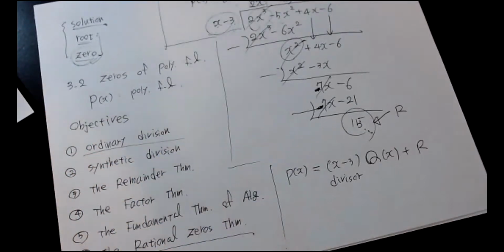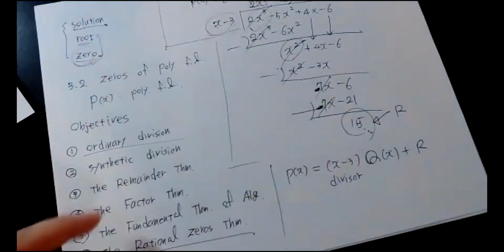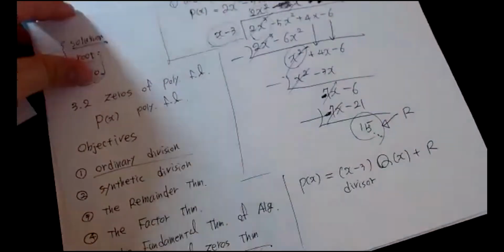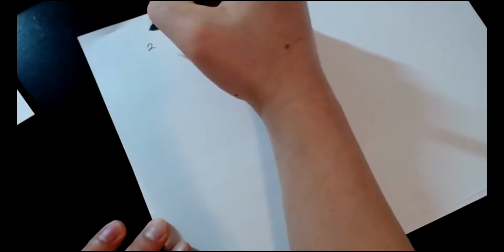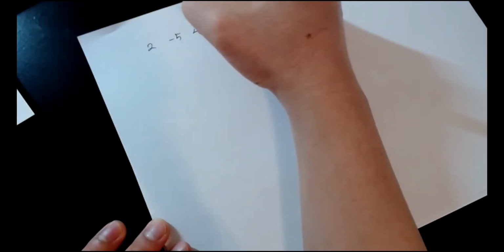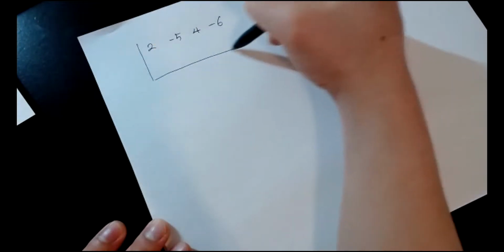Now I want to divide the polynomial p of x by x minus 3 using synthetic division. In synthetic division, we just write down the coefficient of each term in the polynomial function: 2, negative 5, 4, and minus 6. Then we write the line like this.